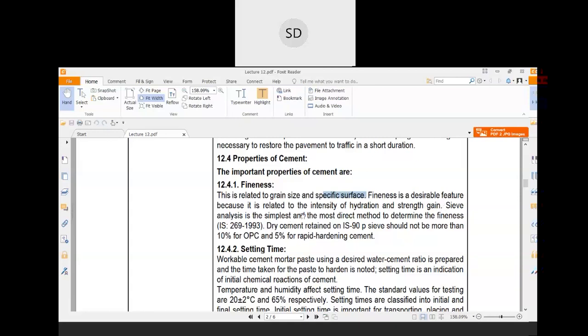Sieve analysis is the simplest way to know the fineness of the cement, and in this category there is one particular parameter called fineness modulus, to understand the fineness characteristics of the cement.